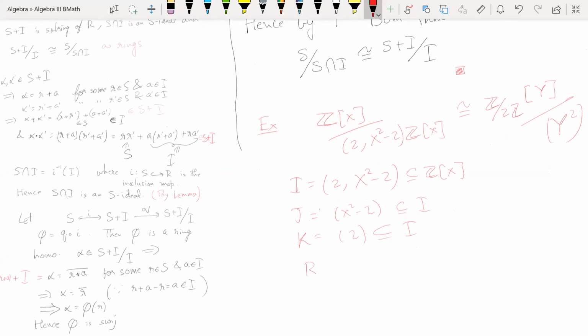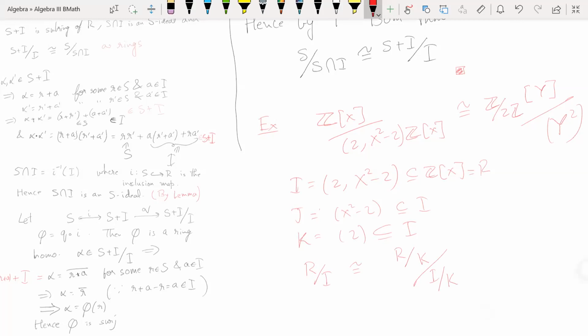R mod I, so R is Zx. Okay, maybe I'll write it here, R. So R mod I is isomorphic to, first you take R mod K, and then you take I mod K. Remember R mod K is a quotient of R.